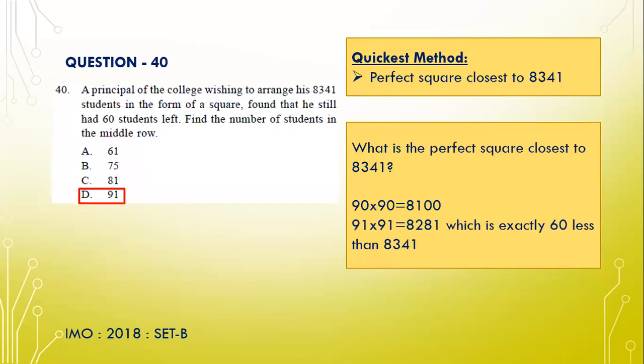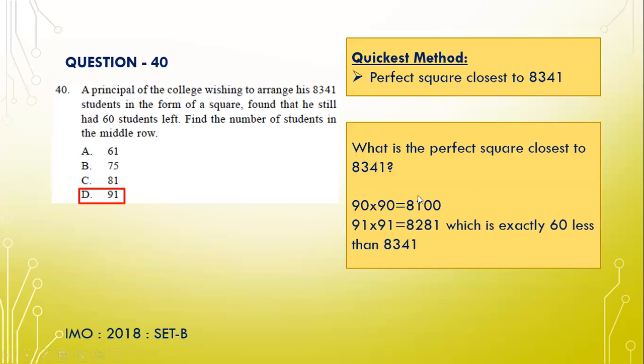Okay, a principal of the college wishing to arrange his 8,341 students in the form of a square found that he still has 60 students left. Find the number of students in the middle row. In the form of a square means the number of students in the rows is equal to the number of students in columns, isn't it? So which is the perfect square closest to 8341? Again, 8341, 9 9s are 81.